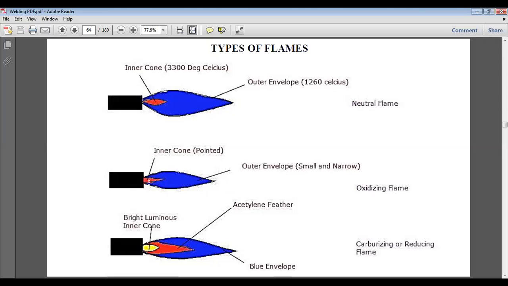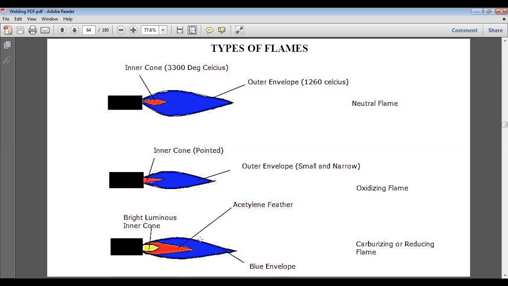More oxygen means more burning, and so less spreading, everything pointed, and this way we have high temperature in the oxyacetylene oxidizing flame. Now next is the carburizing or reducing flame, where we have a lower proportion of oxygen and a high proportion of acetylene. This is called the carburizing or reducing flame. We have high carbon content, or a high proportion of acetylene, which means lesser burning of acetylene.